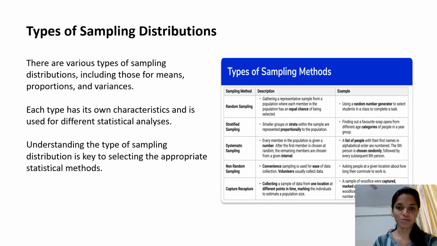Types of sampling distributions. There are various types of sampling distributions, including those for means, proportions, and variance. Each type has its own characteristics and is used for different statistical analysis. Understanding the type of sampling distribution is key to selecting the appropriate statistical methods. Here you can see types of sampling distributions, like sampling method, and their descriptions and examples.